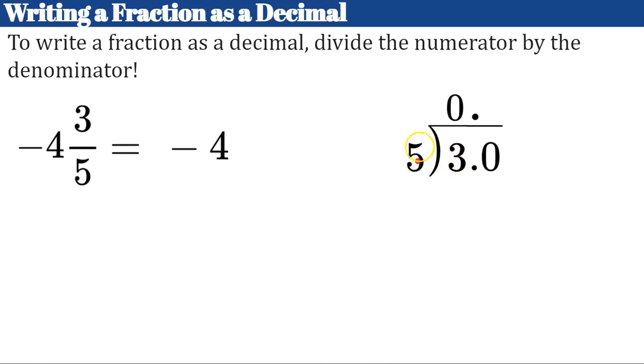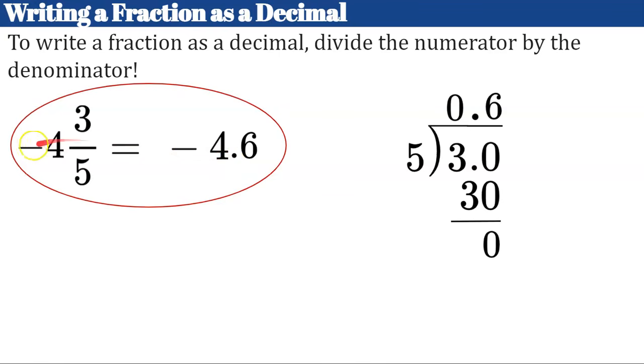So because 5 does not go into 3, now I'm going to look at 30. 5 goes into 30 6 times. 6 times 5 is 30. 30 subtract 30 is 0. So when I have a remainder of 0, I'm done. So I know that 3 divided by 5 is equivalent to 0.6. So now that I've already started, I have negative 4 from my whole part of my fraction, and I'm going to add the decimal portion, which is 0.6. So negative 4 and 3/5 is equivalent to negative 4.6.